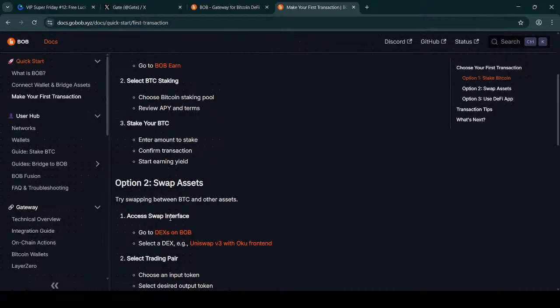Option two: swap assets. Try swapping between BTC and other assets. Access the swap interface.